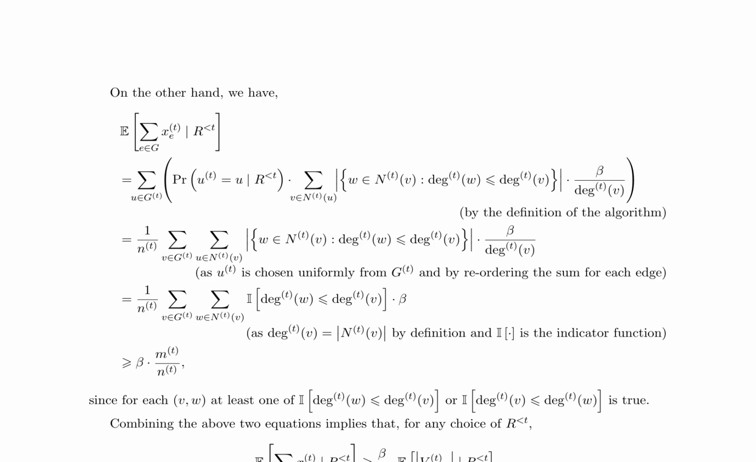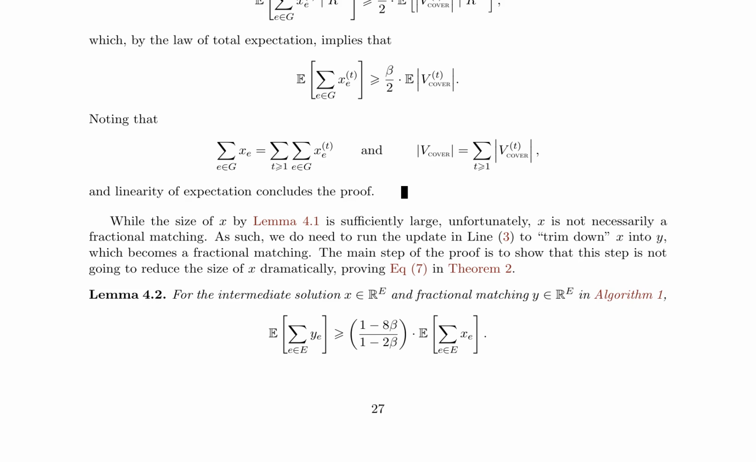To establish this, the authors bound the ratio of the expected sizes of y and x using the established inequalities. The proof applies the law of total expectation and utilizes properties of the indicator function to manipulate the expressions for the expected sizes of x and y. Specifically, the authors show that the expected size of y is at least a fraction of the expected size of x, where the fraction depends on the value of beta.